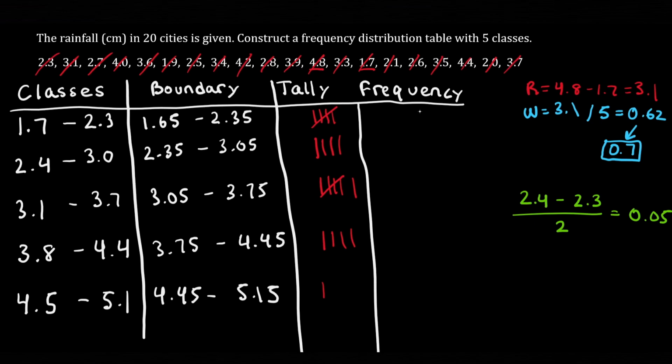So the first class has 5, the second has 4, the third has 6, the fourth has 4, and the fifth has 1. Typically, a group frequency table only has the columns classes and frequency, but we can use boundary when we're creating a histogram, or it can be used when we have more precise data. Additionally, tally is more used as scratch work, but it's really helpful when counting up the frequencies.